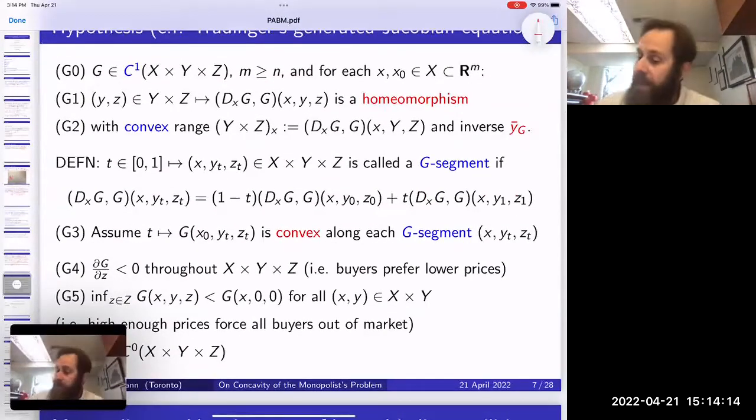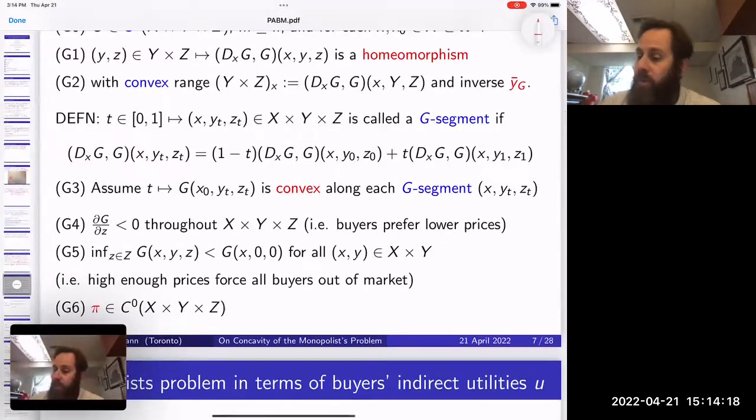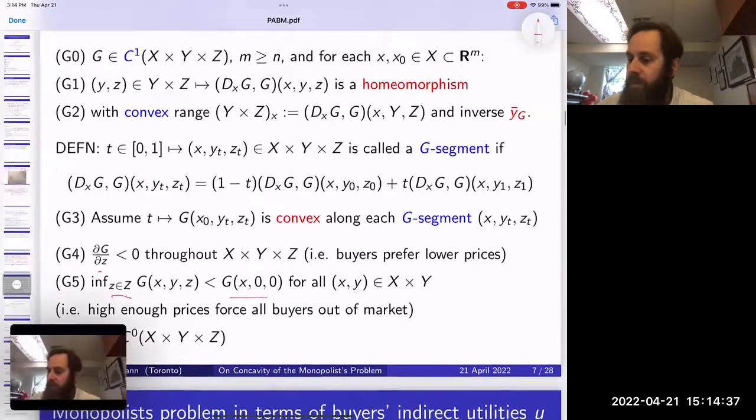Okay, and the rest of the hypotheses are kind of innocuous, I think. We're going to assume that nobody likes to pay higher prices, so there's some monotonicity in Z. And if you raise prices high enough, you can price any buyer out of the market. And finally, the monopolist's profits are going to be a continuous function of all of their variables. Any questions about the hypotheses?